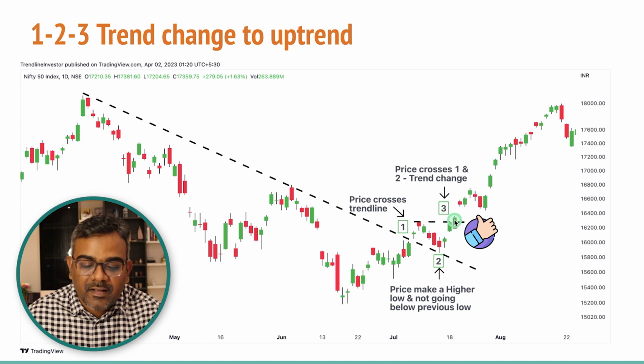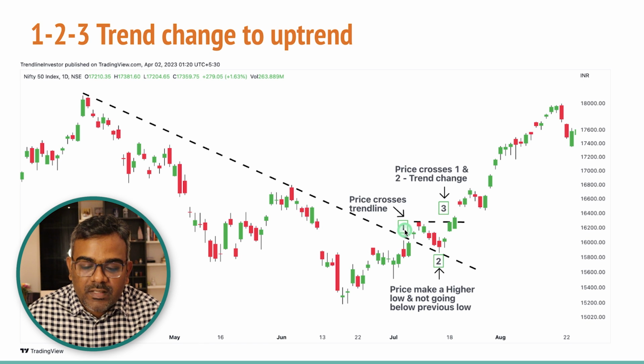and then you buy the stock at this point, right? So again, I'll repeat. The first rule is draw a trend line in such a way that the price is not above the trend line, but once you have a close above the trend line over here, you mark that as number one, right? So that's your 1 in 1, 2, 3 trend change.